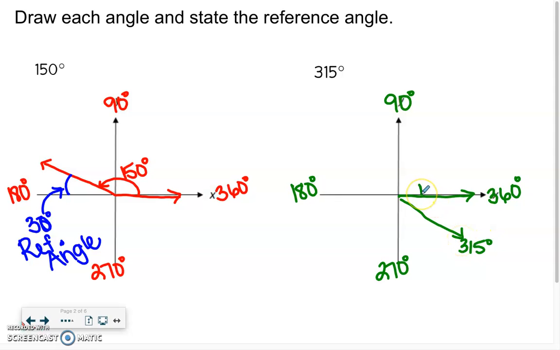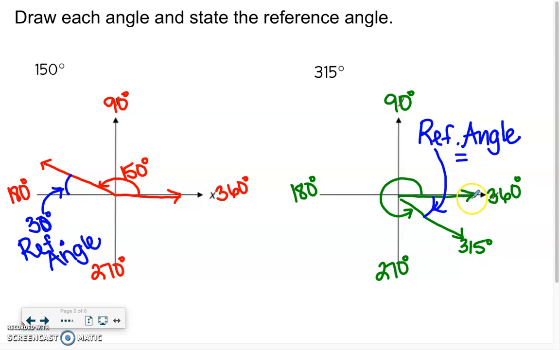And I always like to show which way I moved to get to that line. So we would go up and around. So that's your current 315 degree angle drawing, and then I want the reference angle. So the reference angle again is just how far are you in degrees away from the x-axis.